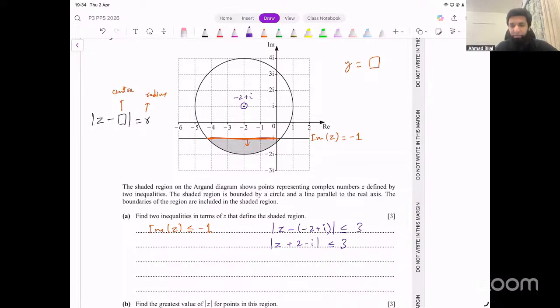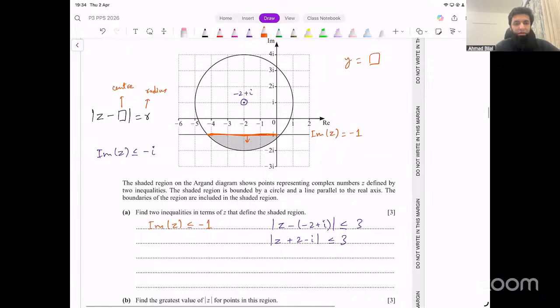Now, can we write it as imaginary part of z less than or equal to negative iota? No, you cannot do that. When we say imaginary part of z, iota is understood in that. Okay, it's understood that it has iota with it. We would just use numbers in inequalities and equations. We are not going to have iota on this side. Iota term is already incorporated in imaginary part. So that's the convention that we don't use this.